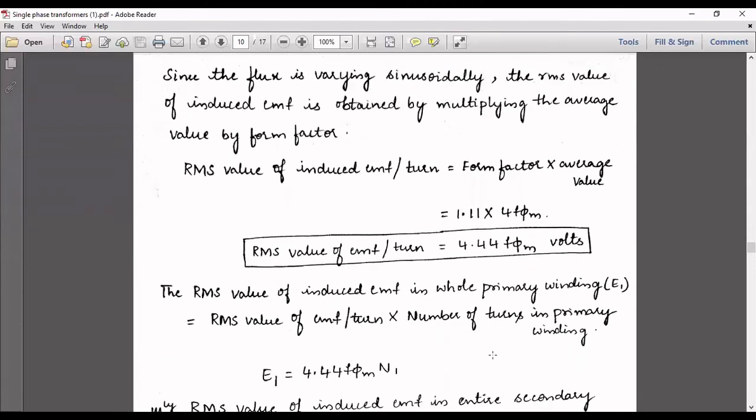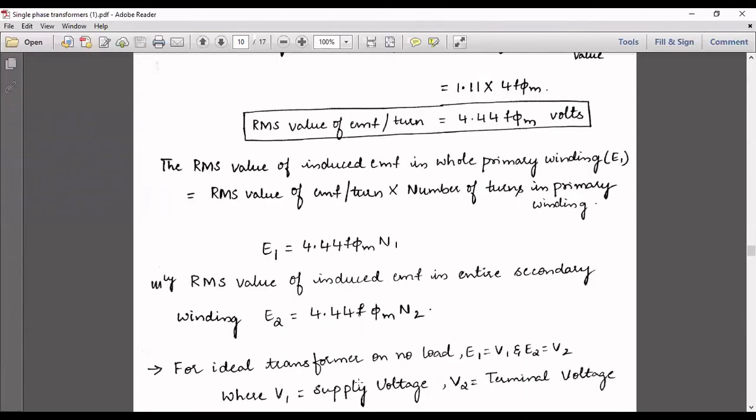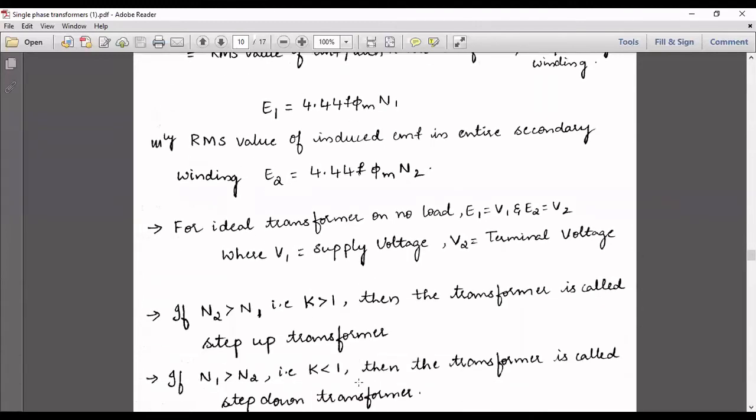This is the EMF per turn. But the RMS value of induced EMF in the whole primary winding is represented by capital E1, which is equal to the RMS value of EMF per turn into the number of turns in the primary winding. So E1 will be 4.44 f phi maximum N1. Similarly, the RMS value of induced EMF in the entire secondary winding will be E2, which is equal to 4.44 f phi maximum N2. So for an ideal transformer, these are the two EMF equations: E1 is equal to 4.44 f phi maximum N1, E2 is equal to 4.44 f phi maximum N2.